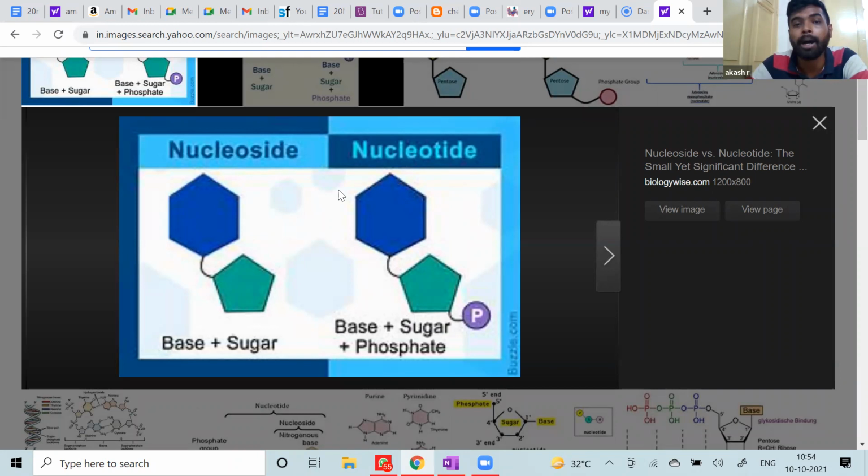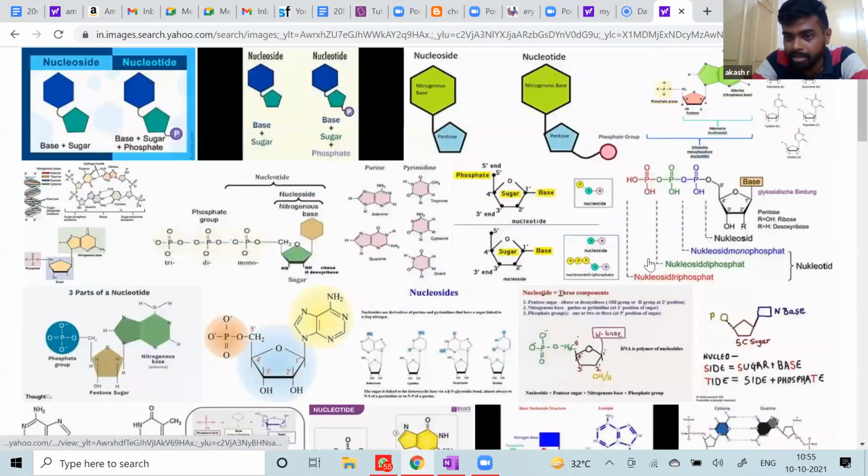So obviously, nucleic acid is a polymer of this nucleotide. Again, I repeat, nucleic acid is a polymer of nucleotide. There will be so many nucleotides like this, which will be coming together to make the entire nucleic acid. Now if I show you another diagram, that will make a little more sense.